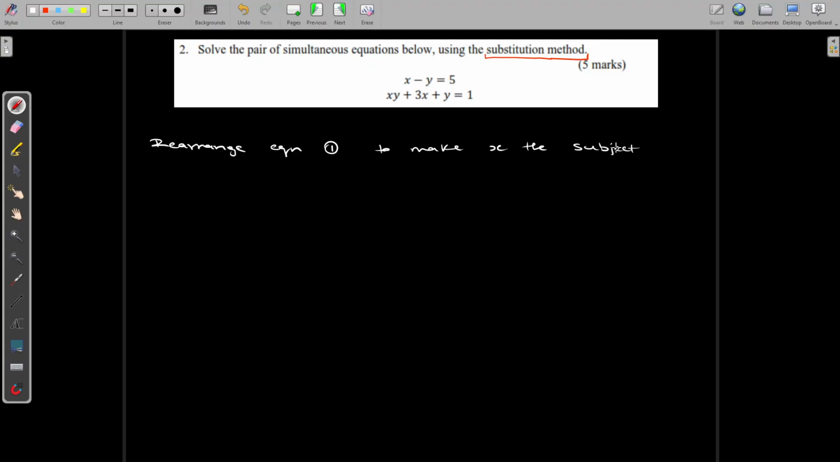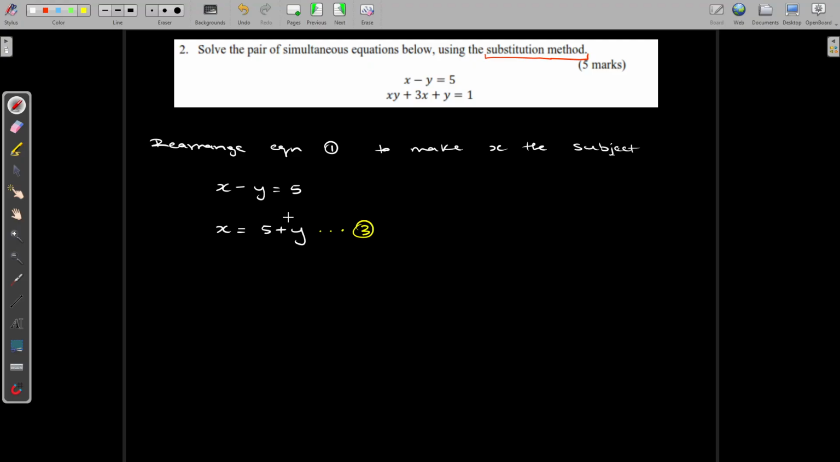So equation 1 would be easier for us to rearrange. So we have x minus y is equal to 5, and in order to make x the subject, we transpose the negative y. So x is equal to 5 plus y. So this would be your equation 3.